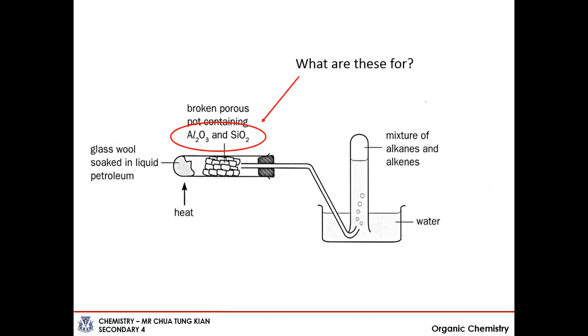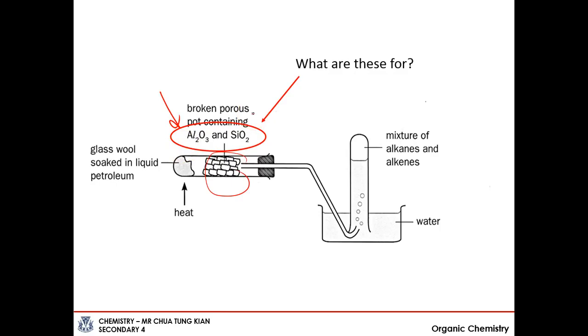Sometimes you may see this question in the O-levels. In this question they have a porous pot here. Take note, the porous pot is actually the catalyst. It contains aluminum oxide and silicon dioxide. So these two are the catalysts for cracking to take place.